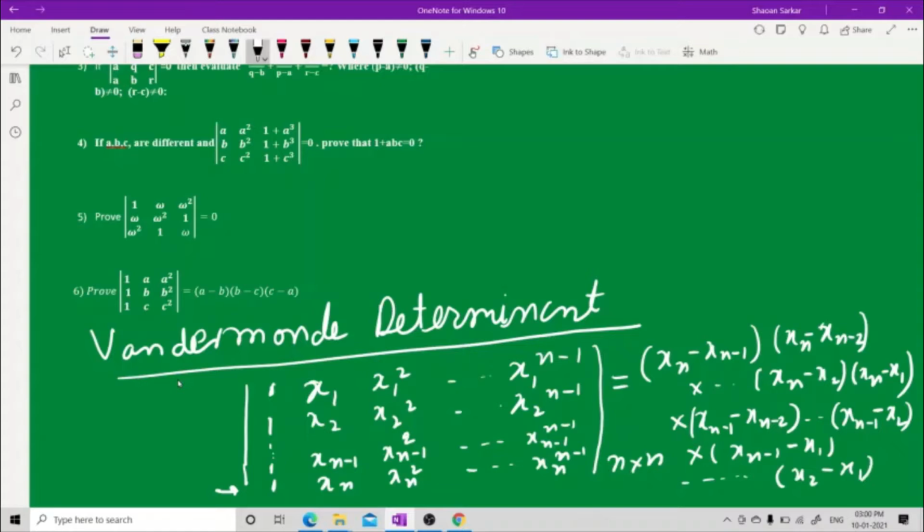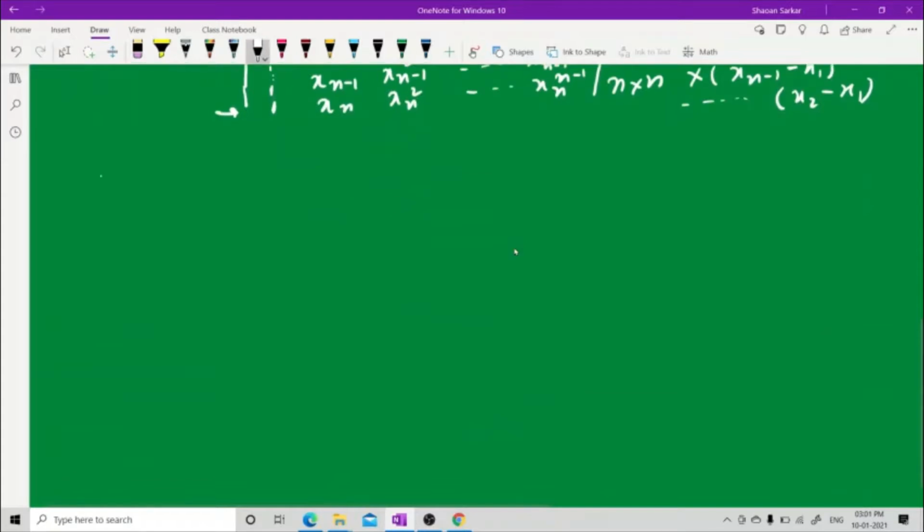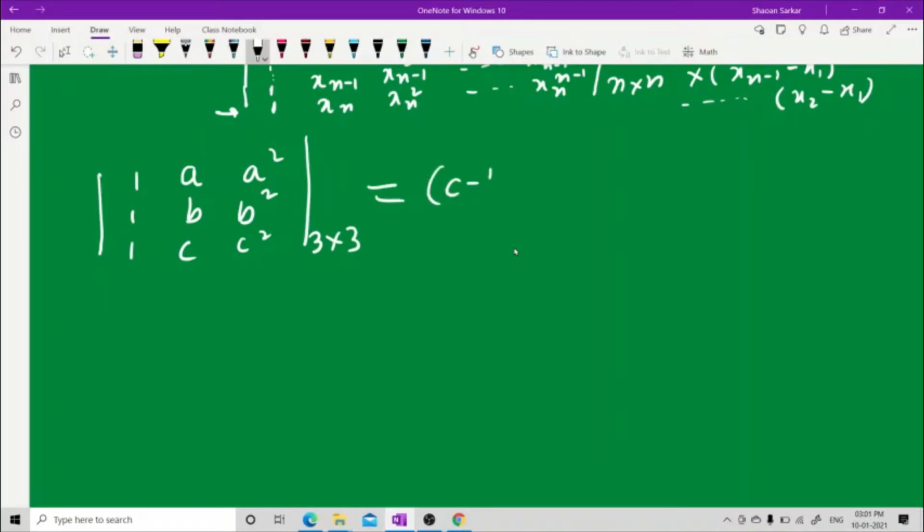Now we will use this concept to solve this problem. Because this problem is of the form of a Vandermonde determinant, just see how to do it. I'll copy that problem again. It was 1, 1, 1, a, b, c, a square, b square, c square, and this was a 3 cross 3 determinant. Now start writing with c minus b, c minus a, and b minus a.